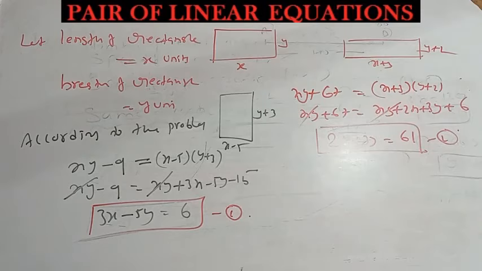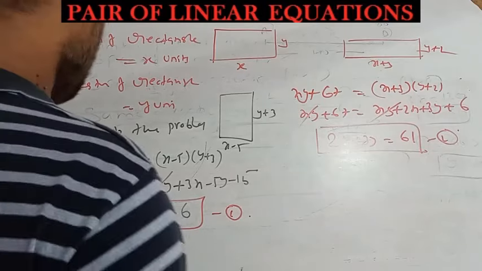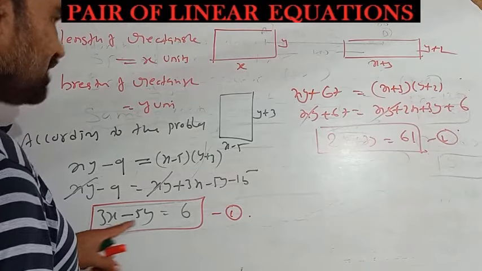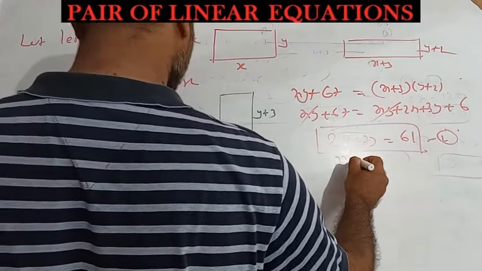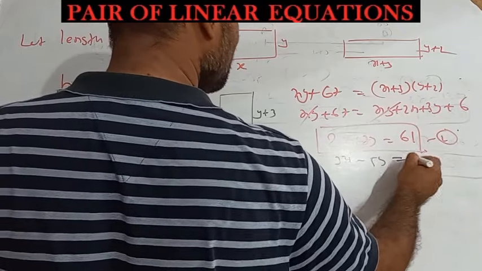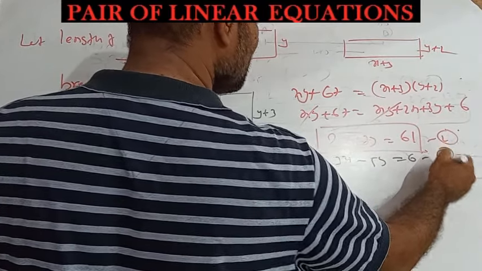That is nothing but (x + 3)(y + 2). Now you want to solve these two equations. Here I don't like 3x + 5y, so I will write here 3x - 5y = 6. Equation number 1, this one.